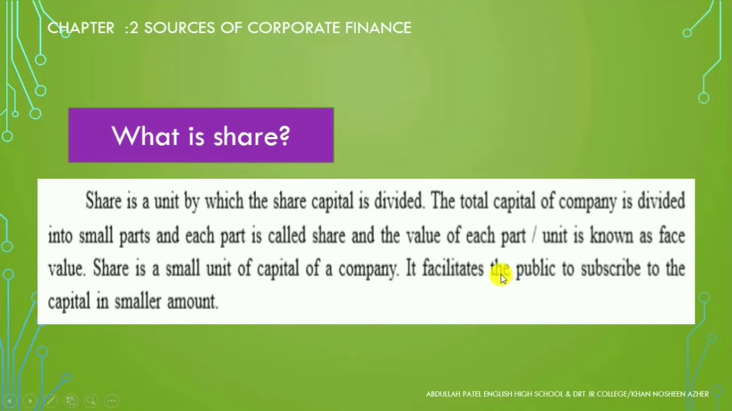It facilitates the public to subscribe to the capital in a smaller amount. Why do we divide our capital into shares? The reason is that the whole amount cannot be invested by one person. So to motivate external persons to invest in your company, you have to sell your shares. So share is the smallest unit and it is a part of the share capital.